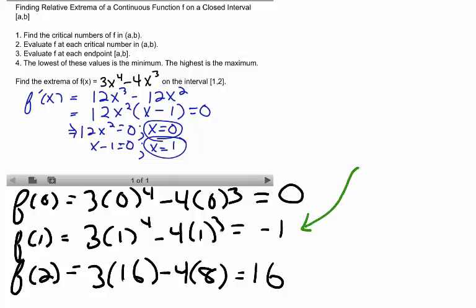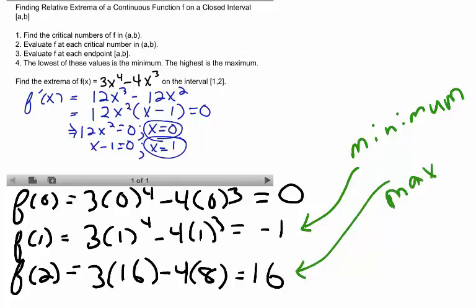Here, we find that our minimum is negative 1, which occurs at f of 1, and our maximum is 16, which occurs at f of 2.